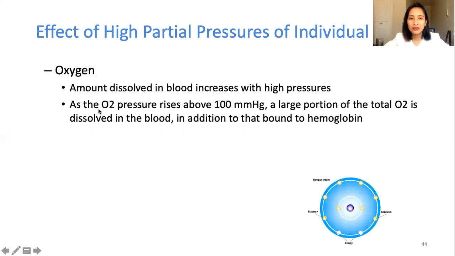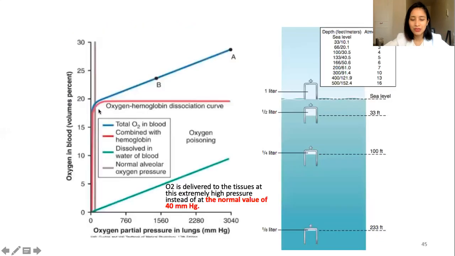How about oxygen? As opposed to high altitude, when you go down to lower sea depths, the amount of oxygen dissolved in the blood increases with high pressure. So as the oxygen pressure rises above 100 millimeters mercury, a large portion of the total oxygen is dissolved in the blood, in addition to that bound to hemoglobin. When you go down to sea level, oxygen is not much of a problem. The problem really is the nitrogen narcosis.